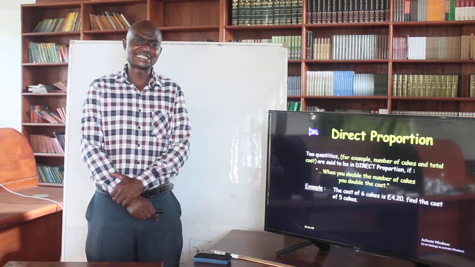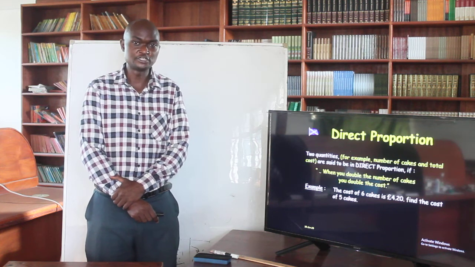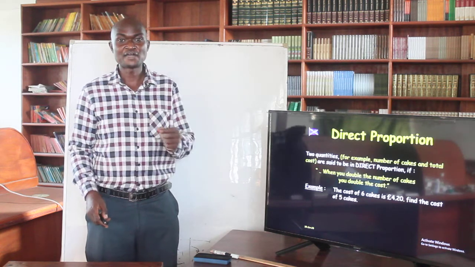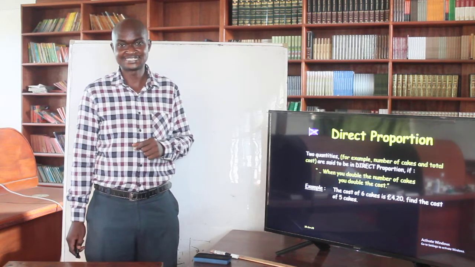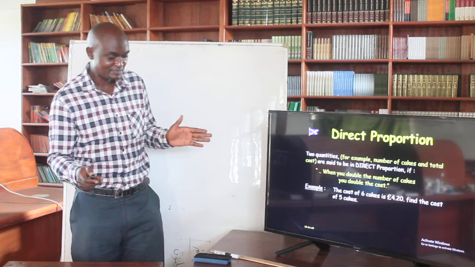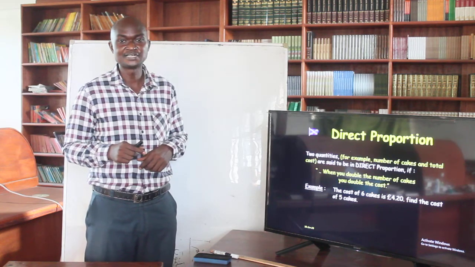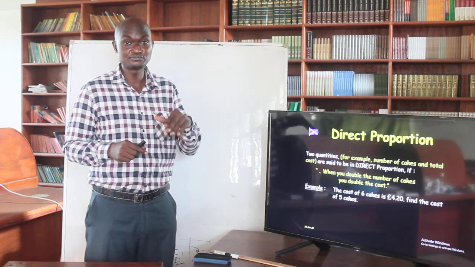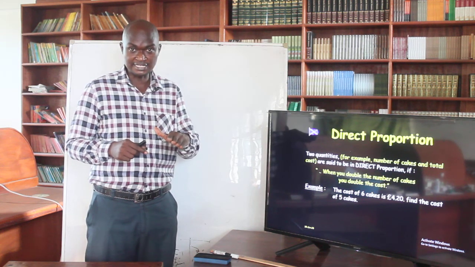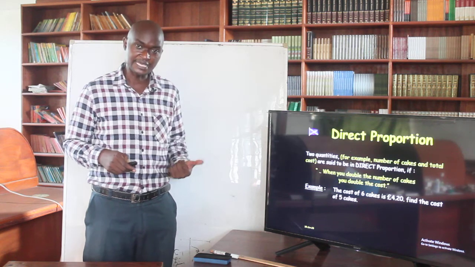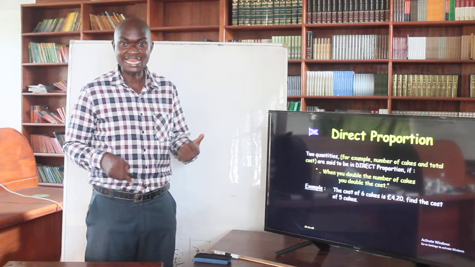The cost of 6 cakes is 4.20 pounds, 4 pounds 20 pence basically. Find the cost of 5 cakes. Now, generally speaking, if 6 cakes will cost you slightly more than 4 pounds, it means 5 cakes should cost you more or less than 4.20? It should be less. Because you're buying fewer cakes, the cost should be less.